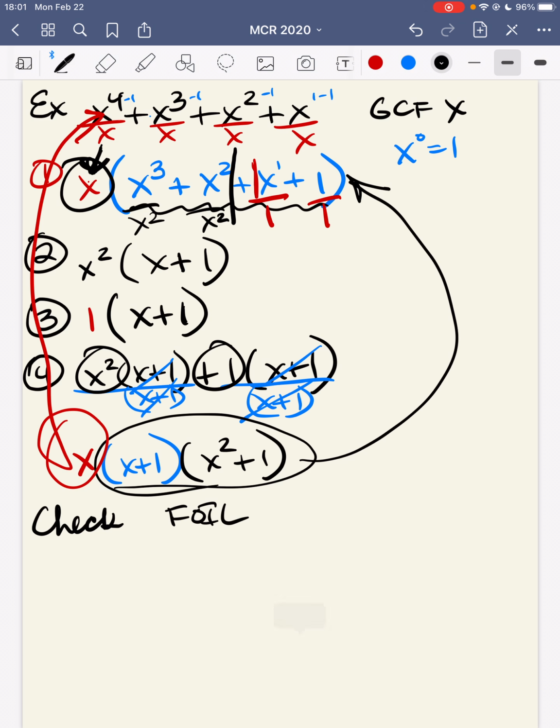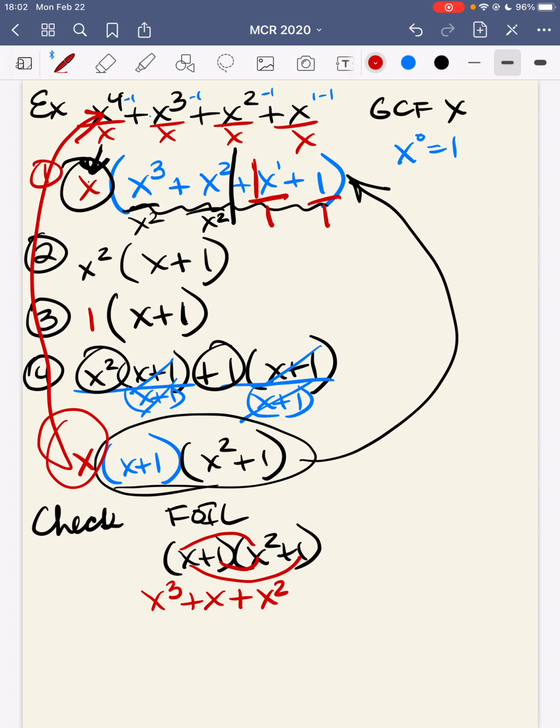So I have, right now, X plus 1, X squared plus 1. And I'm going to go ahead and FOIL this. So first, X times X squared is X to the third. X times 1 is X. 1 and X squared is plus X squared, or 1 times X squared. And 1 times 1 is 1. Okay, notice they're still not in order. That's okay.